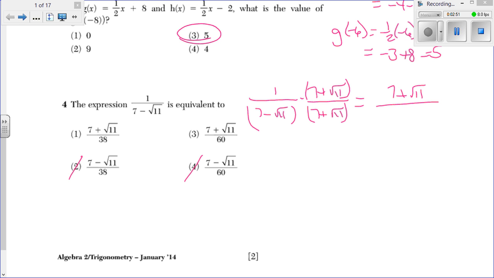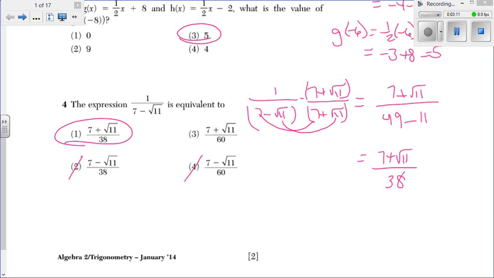And let's see here in the denominator, 7 times 7 is 49. Negative radical 11 times radical 11 is going to be minus 11. So this is 7 plus radical 11 over 38. So number 4 is also choice 1.